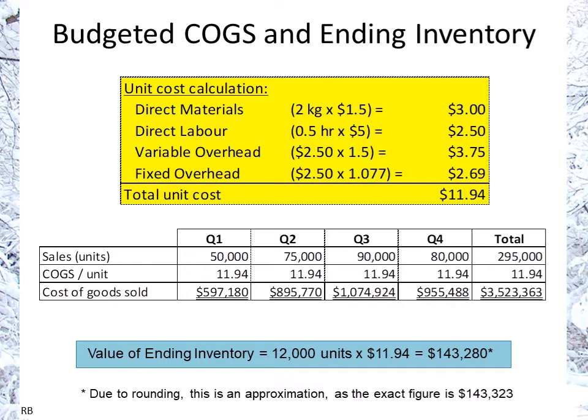Just want to point out at this point in time that there's a slight change due to rounding, that you'll see a slightly different number in the balance sheet. But that's just because of the fraction of pennies on the per unit cost.